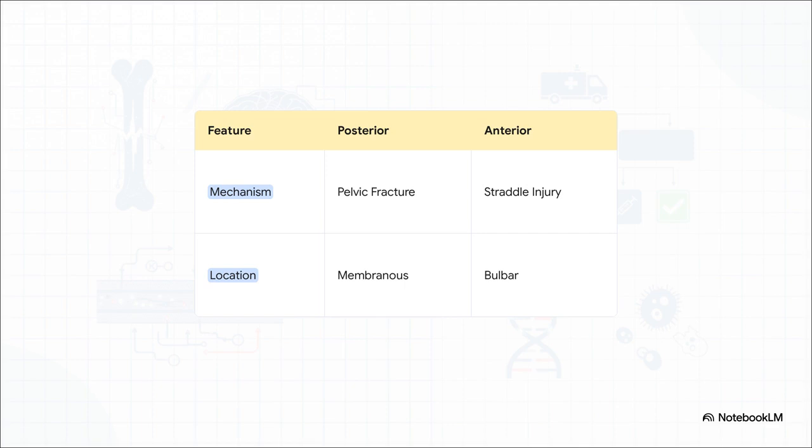Now compare that to anterior shearing, which involves the bulbar urethra. This one is strictly driven by straddle injuries. Think of a patient falling hard onto a bicycle crossbar, or maybe a fence. This anterior injury typically presents with a massive localized perineal hematoma.